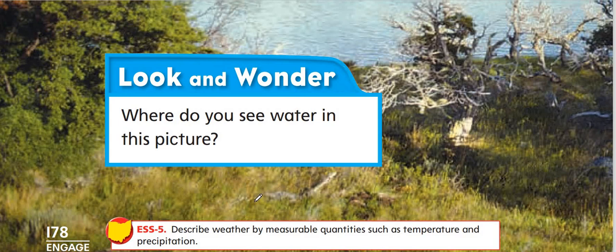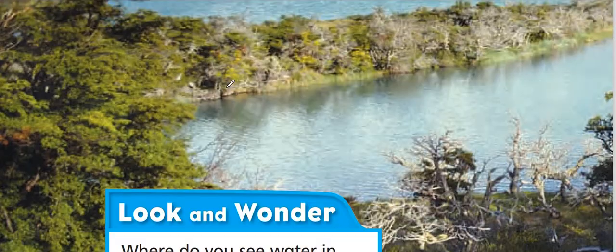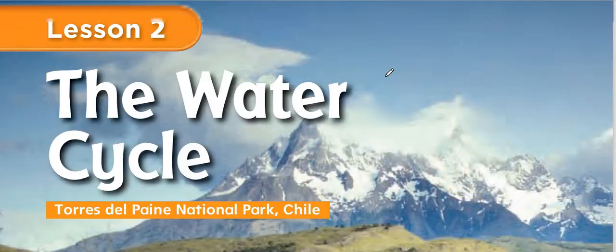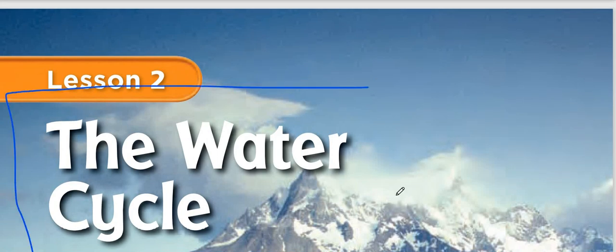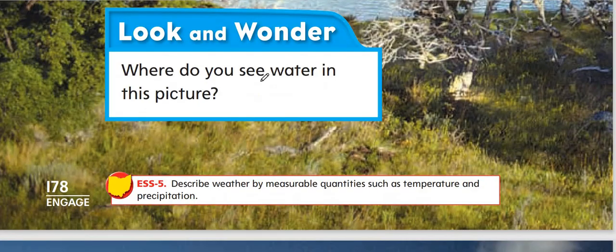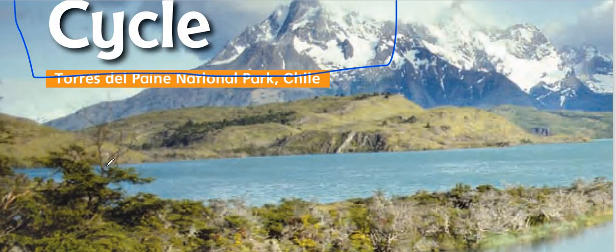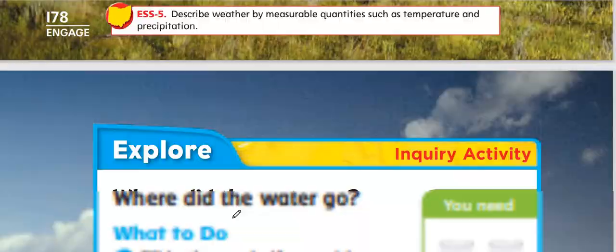Today we are going to continue our lesson about the weather, and we have here a question. We are talking in this chapter about the water cycle. So where do you see water in this picture? As you can see, we have water all around the land, right?